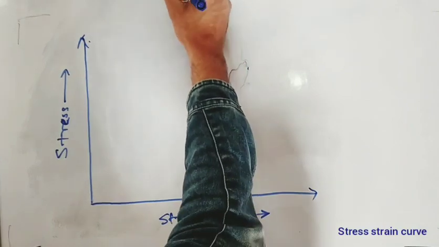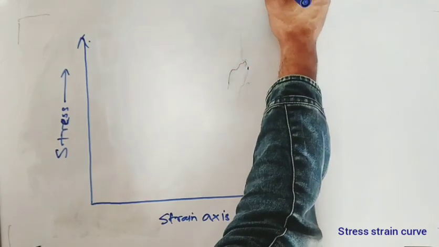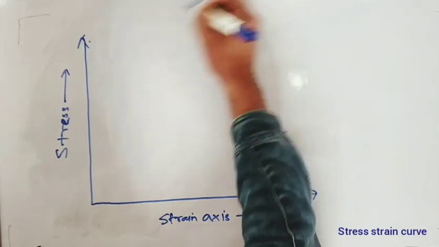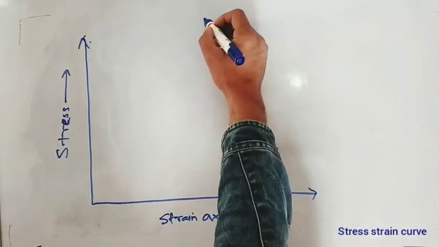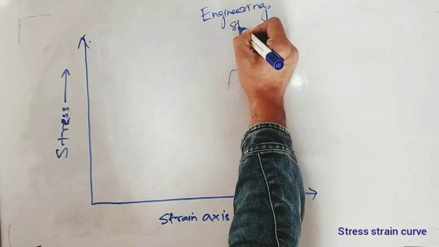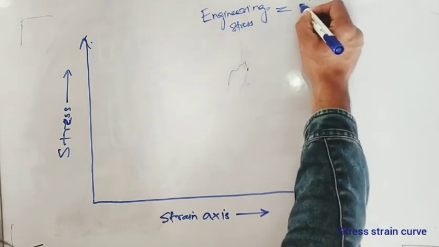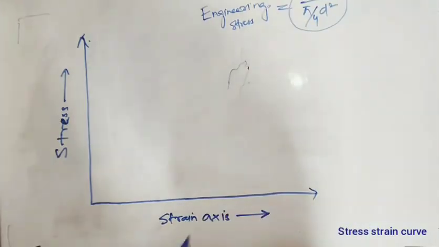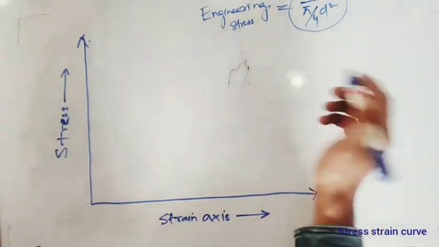If this is my original specimen with some diameter d, the cross-sectional area is pi by 4 d square. While we are drawing, we actually use engineering stress, which is the force at any point divided by the original cross-sectional area, pi by 4 d square. So we use engineering stress while we calculate this. We can also use the true stress as well.